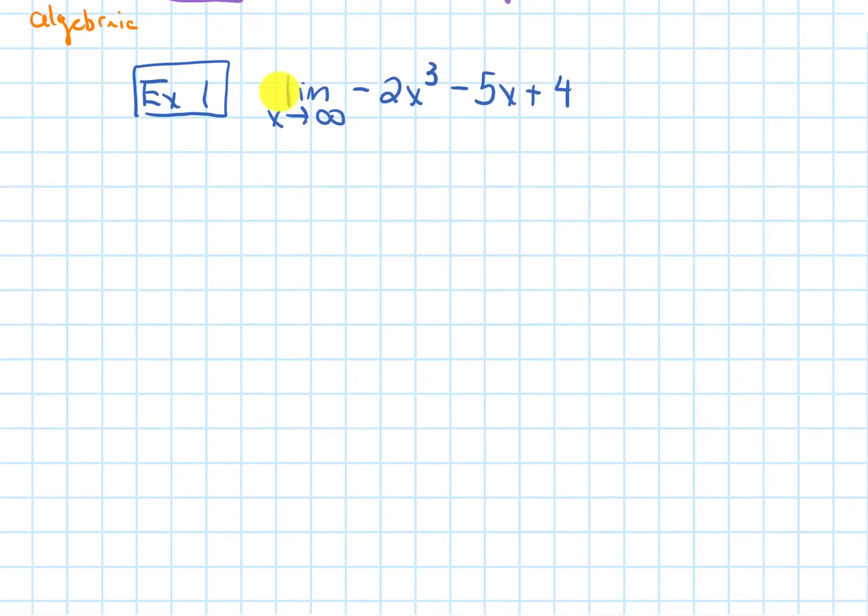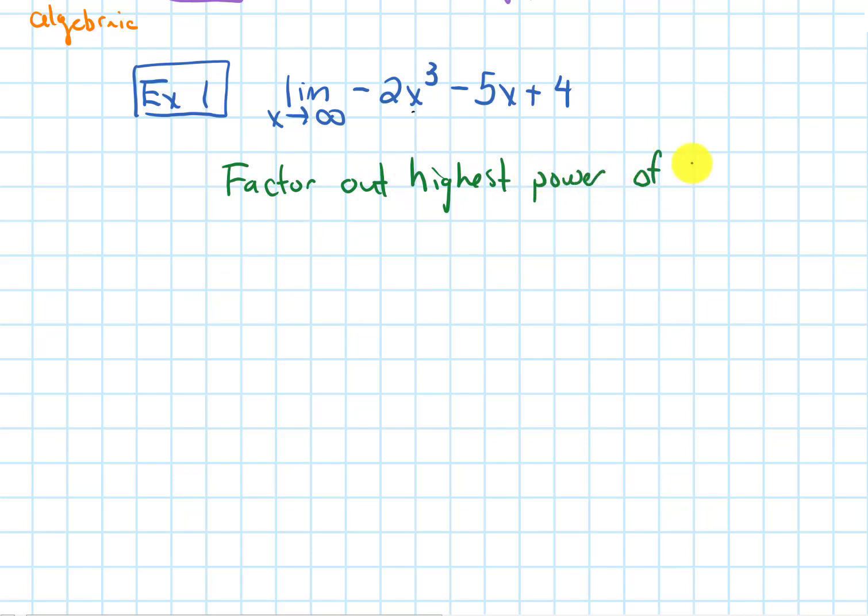All right, let's look at an example. Let's find the limit as x approaches infinity of negative 2x to the third minus 5x plus 4. Our idea is going to be to first factor out the highest power of x. It'll turn out that as x gets really, really big, the highest power term grows a lot more quickly than any lower power terms. We're going to try to leverage that. So I'm going to evaluate this limit as x goes to infinity. Let's factor out that x to the third.